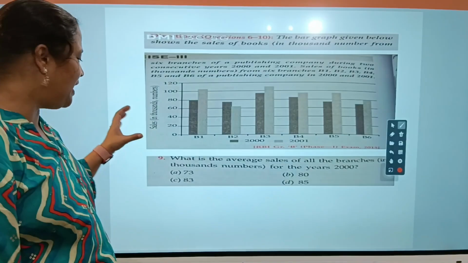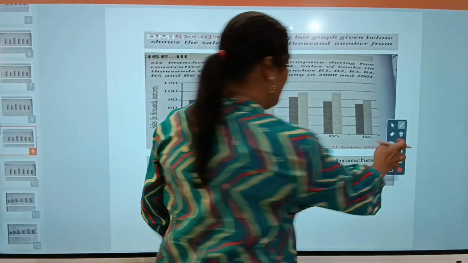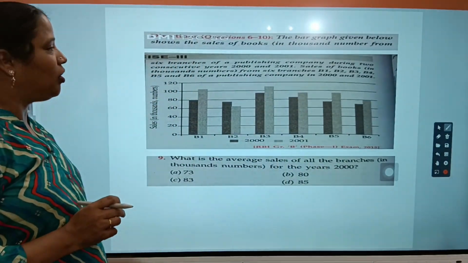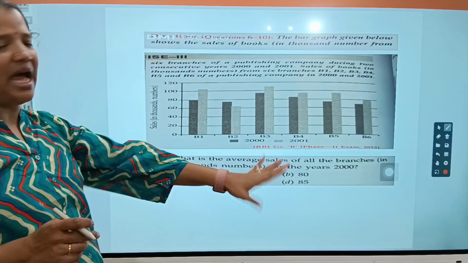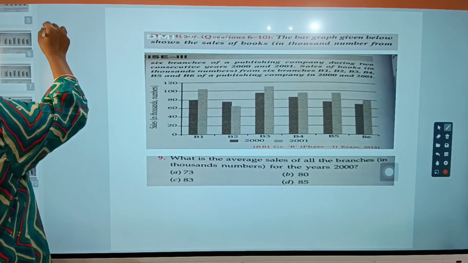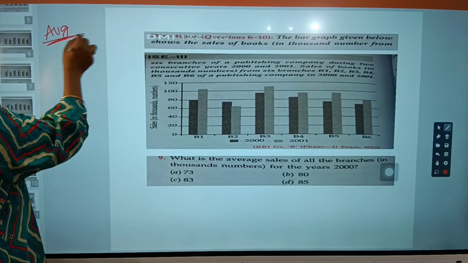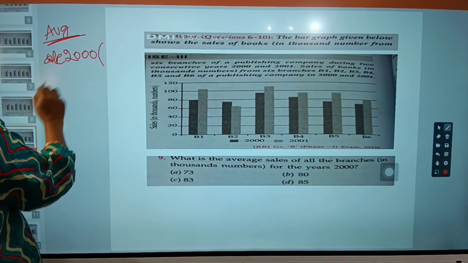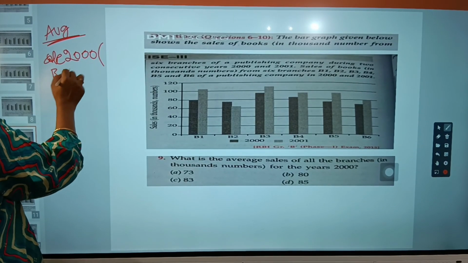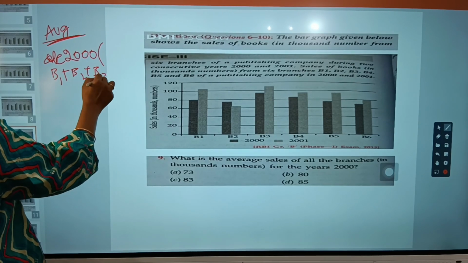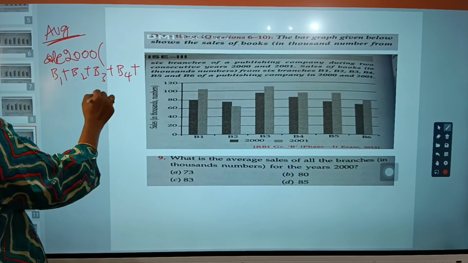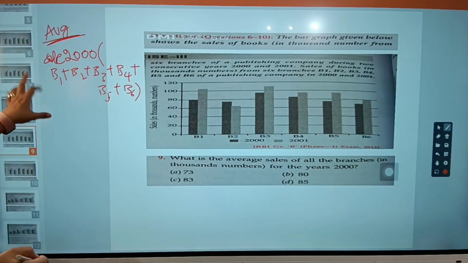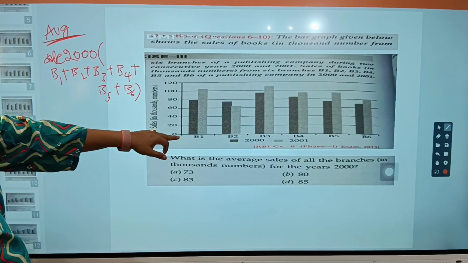Now the next question is, what is the average sales of all branches in 1000 numbers for the year 2000? Okay, for all branches we have to find out the average. Average of sale for the year 2000 for all branches: B1 plus B2 plus B3 plus B4 plus B5 plus B6. For 2000, what is the sale value in thousands?